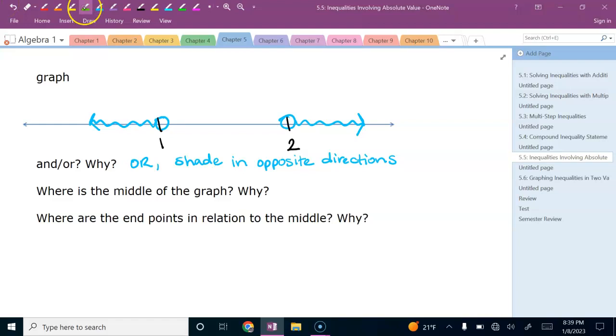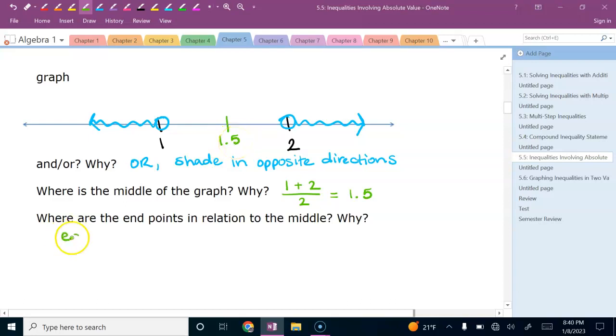Now if you don't remember how to do this, to find the middle of an absolute value graph, or really of any graph, you would add the 2 solutions that you had. So in this case it would be 1 and 2. You add them together and then you cut them in half, so you divide them by 2. So this would come out to be 1.5. Okay? And then where are the endpoints in relation to the middle? They would be half a step away, because 1.5 would be right here.